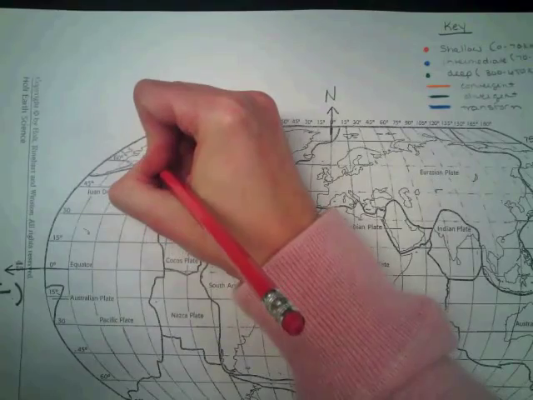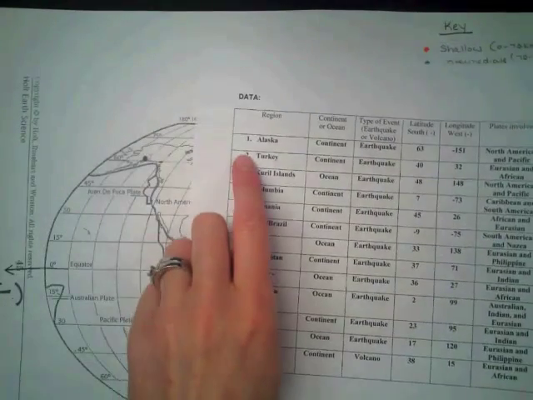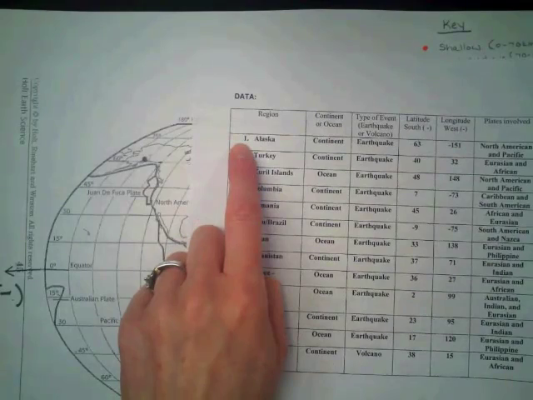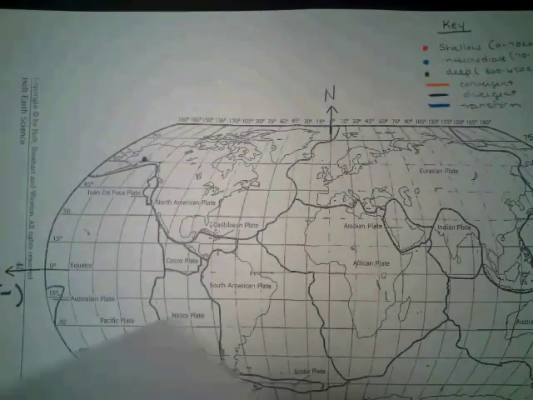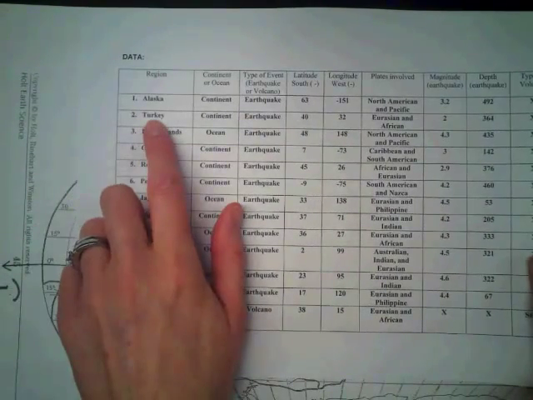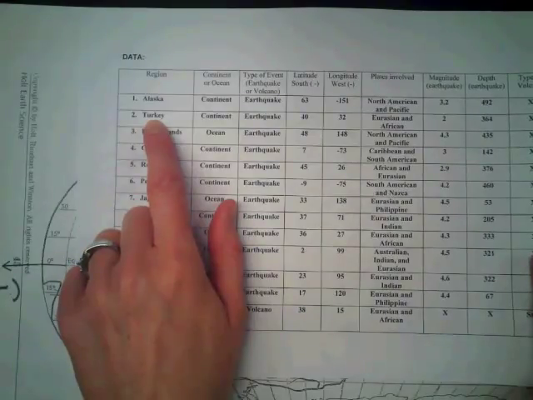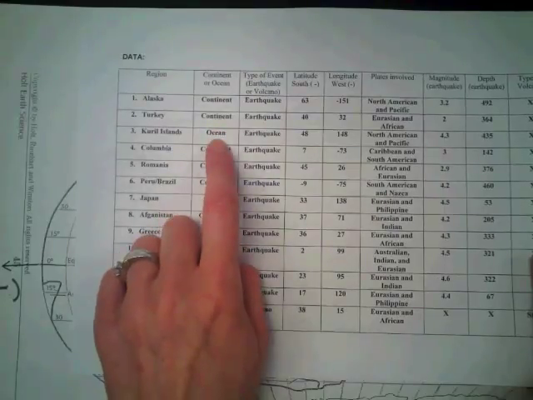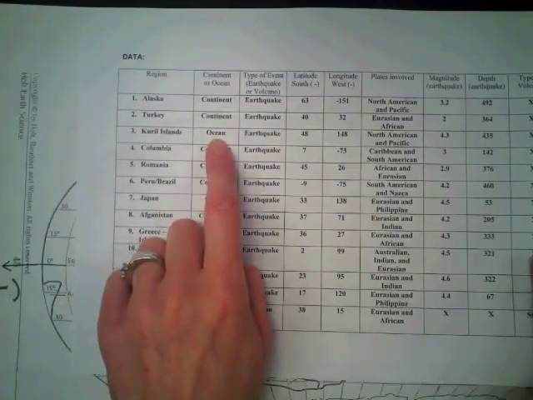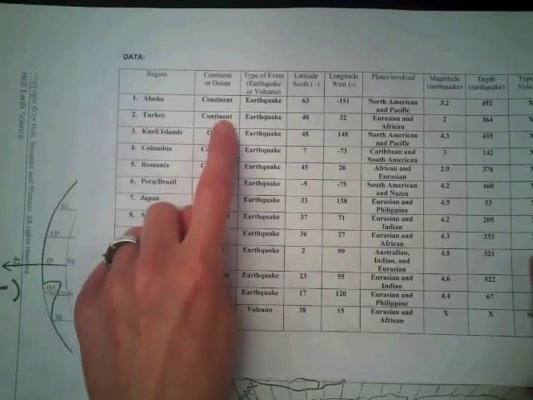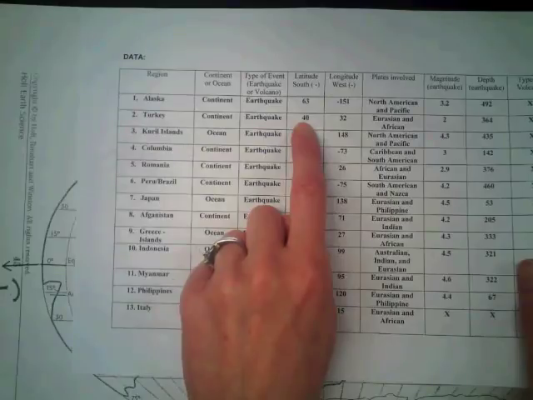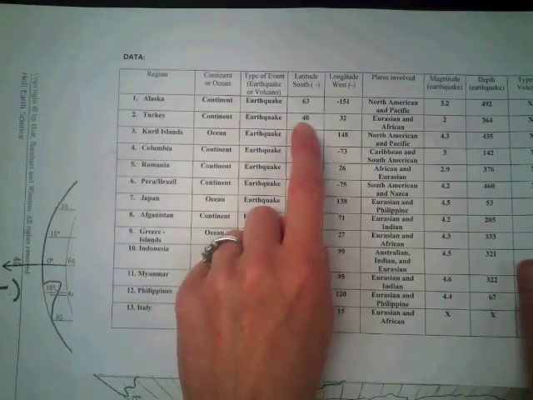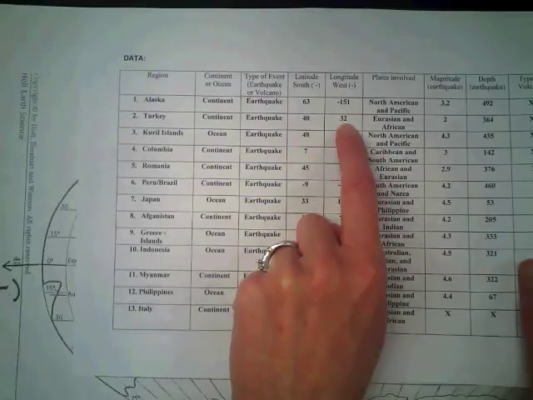And I'm going to mark it number 1 because that is the first earthquake that we're going to do. Now for the second one, it's located in Turkey. Now Turkey is a continent, so when we plot it, it should be on land. If we plot it in the water or on an island, it would be in the ocean. So Turkey is a continent, it's an earthquake, it's 40 for the latitude, so that means it's north of the equator, and it's 32 for longitude, meaning it's on the right side of our map, or the east side.